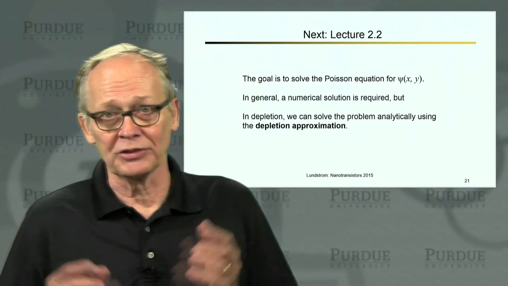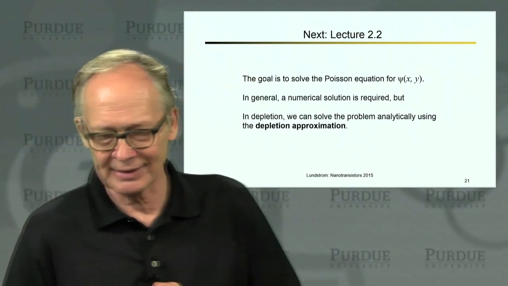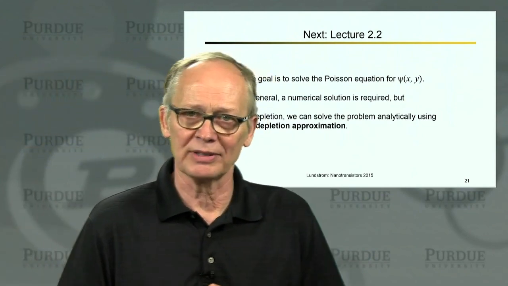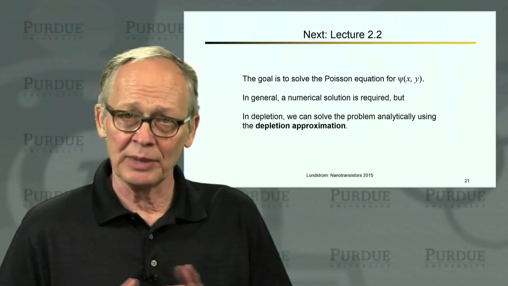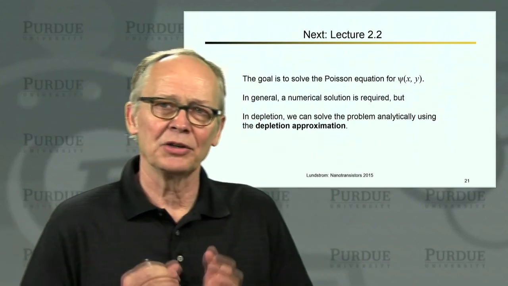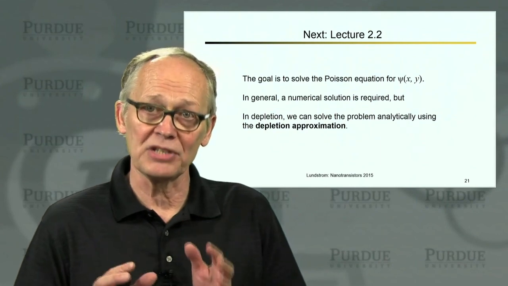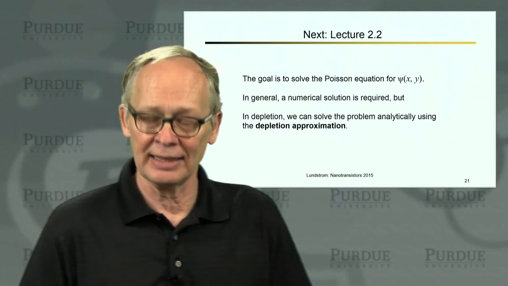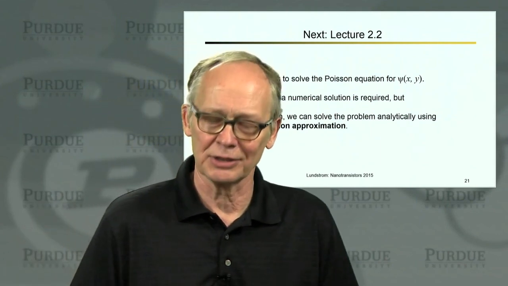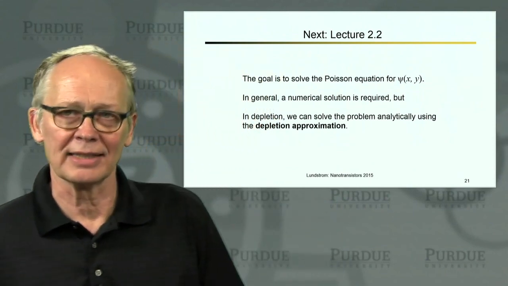Our overall goal is to understand MOS electrostatics. Our first goal is to solve the Poisson equation. In general, we need to do it numerically, but under certain conditions, under this depletion condition, things simplify, we can get simple analytical solutions, and that's the subject of the next lecture in this unit.